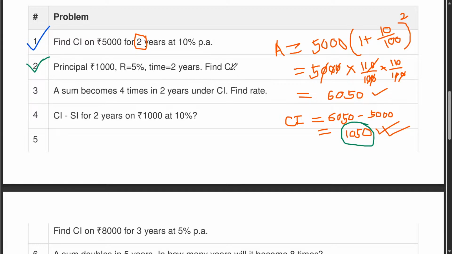I'm not going to solve this. The sum becomes 4 times in 2 years under CI. Find the rate. Okay. So if a sum becomes 4 times in 2 years under CI, find the rate.